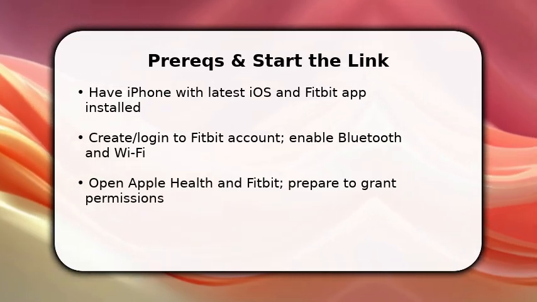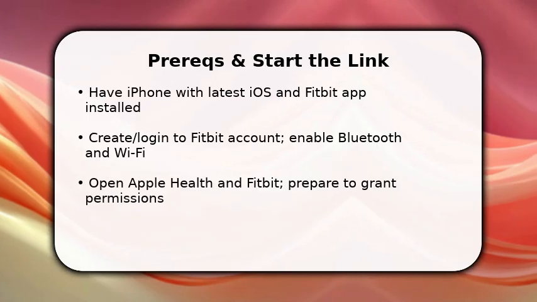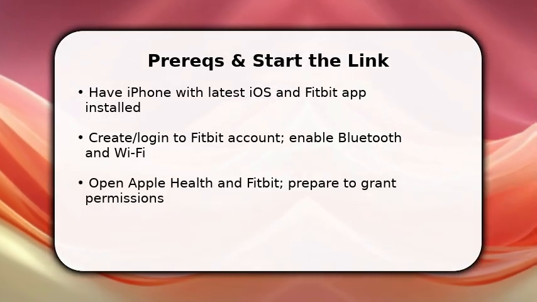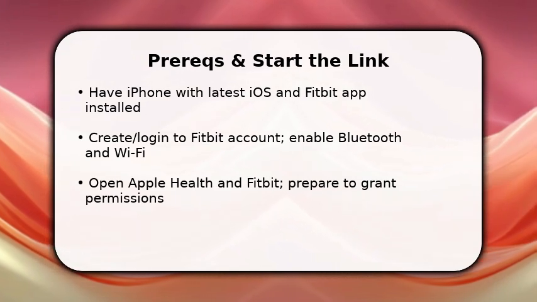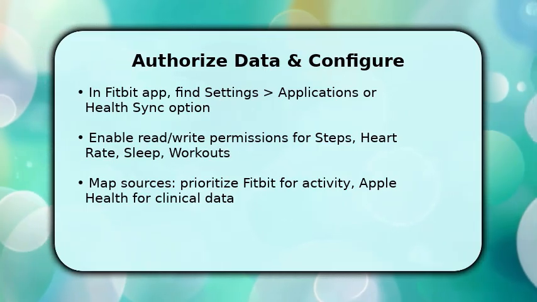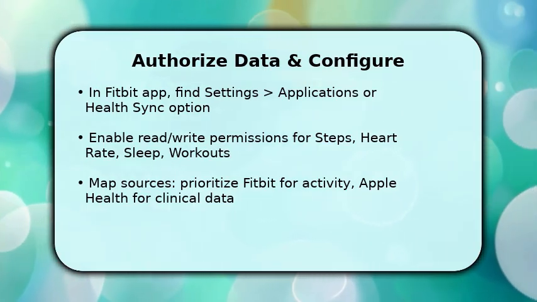This initial phase is quick but essential because permissions control what data can flow between apps. Proceed immediately to connect accounts and accept data sharing prompts. Next, in the Fitbit app, locate Health or Data Sync settings. This is where you authorize Apple Health.